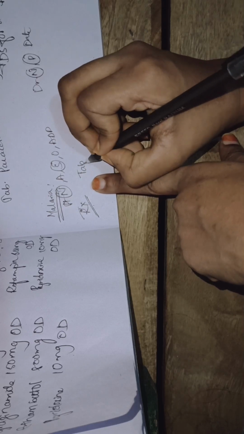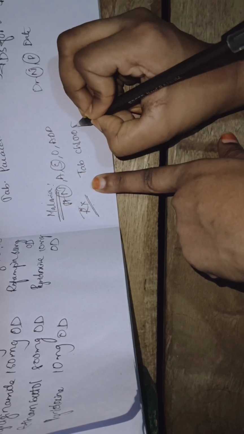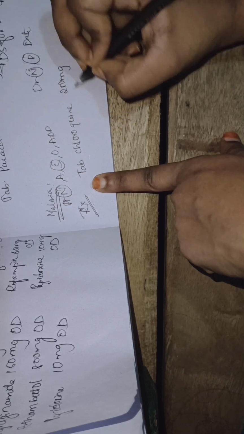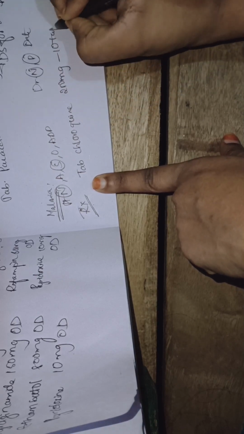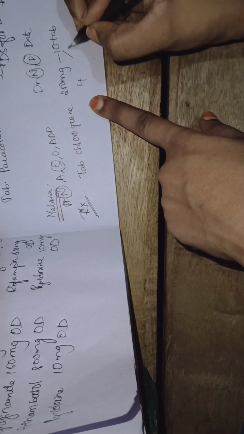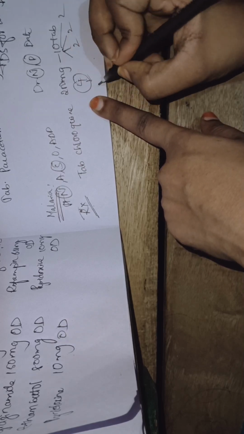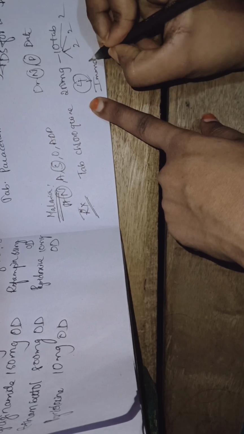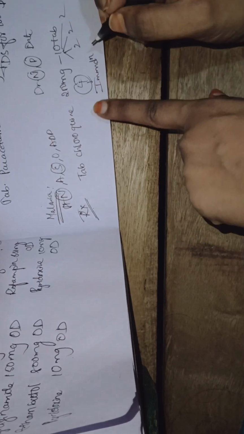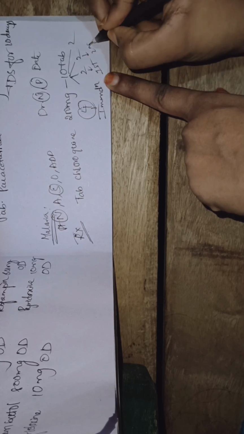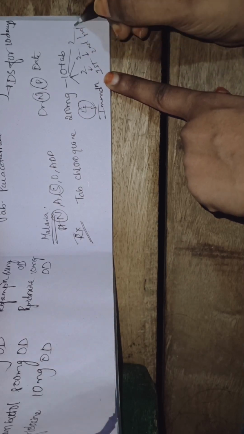So tablet chloroquine, which is 250 mg. 10 tablets should be given: first 4, 2, 2 and 2. The 4 should be given to the patient immediately. Next 2 tablets for the first day, and on the second and third day the other 2 tablets.